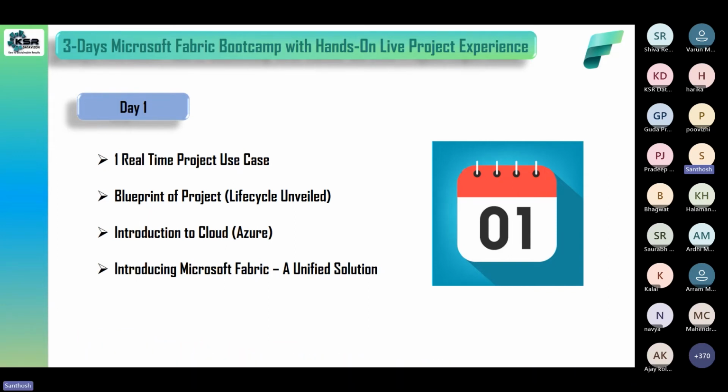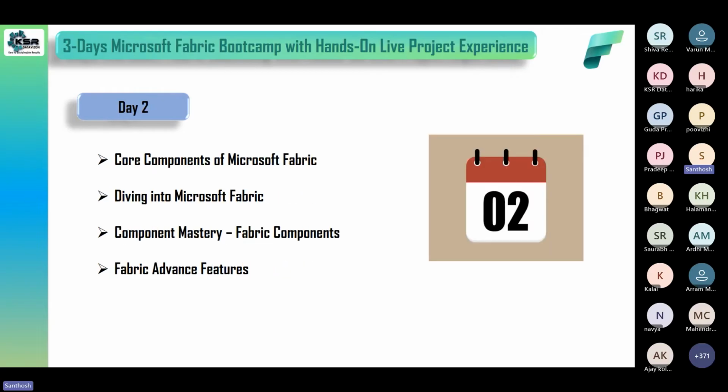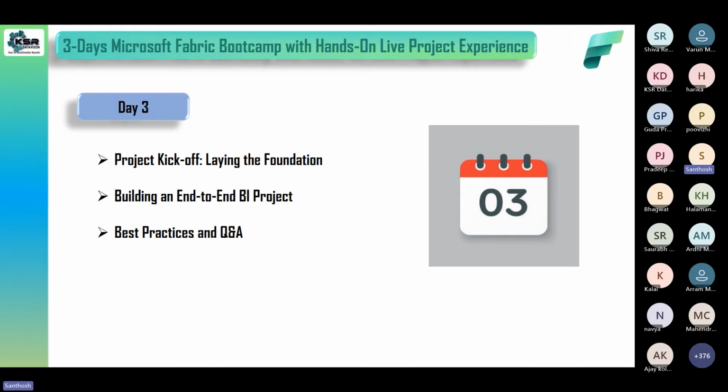Today you may not be learning completely on Fabric, but what you need for learning Fabric is what today's agenda will be. Followed by day two, you will be understanding the core concepts of Microsoft Fabric, and we will see what are the important components that are going to be helpful for building our projects. And at last, this is going to be the climax, you will have the end-to-end project that we are going to complete on Sunday, right? So this is day one, day two, day three.